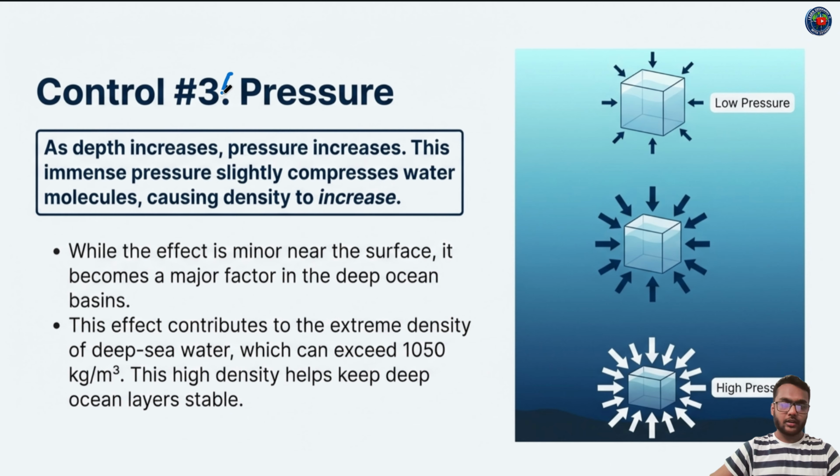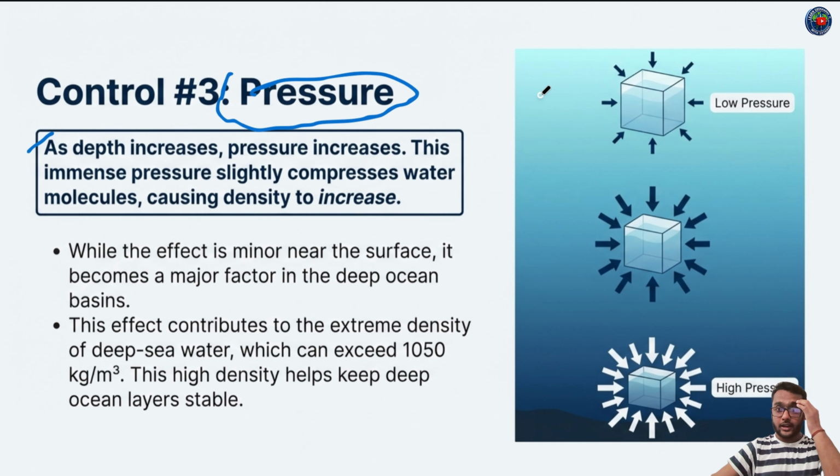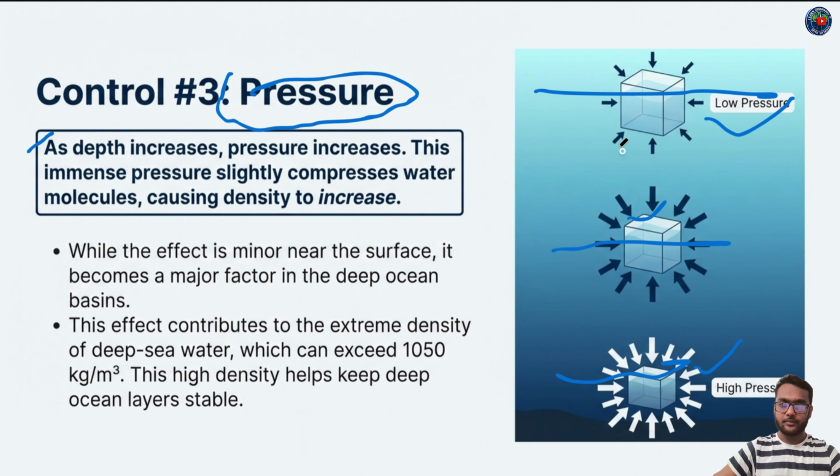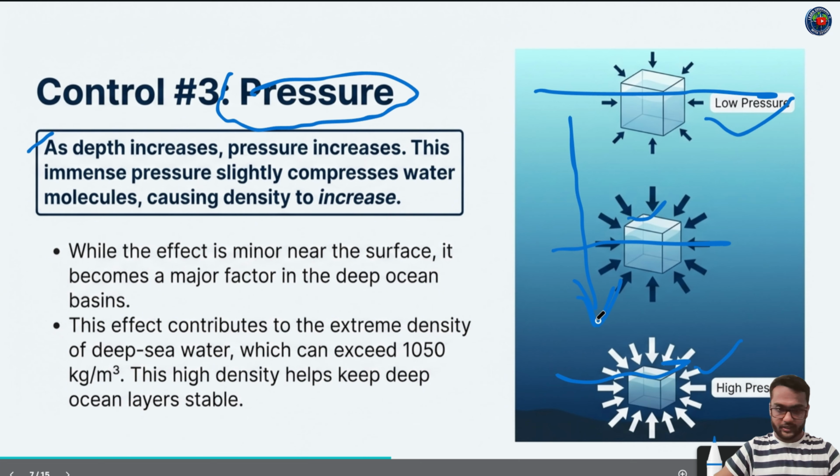Another controlling factor of ocean density is pressure. As depth increases, pressure increases. This immense pressure slightly compresses water molecules, causing density to increase. That means in the outer portion of the sea layer there is low pressure, at medium depth medium pressure, and in the depth, high pressure. As we go down to the seabed, the pressure increases.